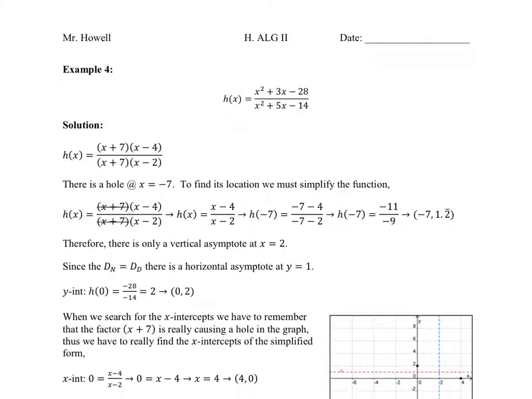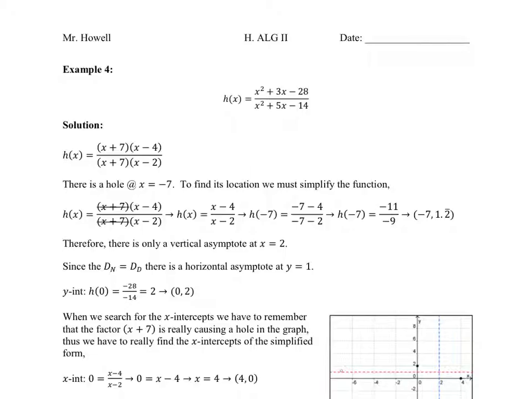Taking a look at example 4, we begin just like we began the last one, which is by doing what to everything? Factor. We start with factor, always, please. Now, once we factor, we can identify some things right away that might jump out at us. What jumps out at you?